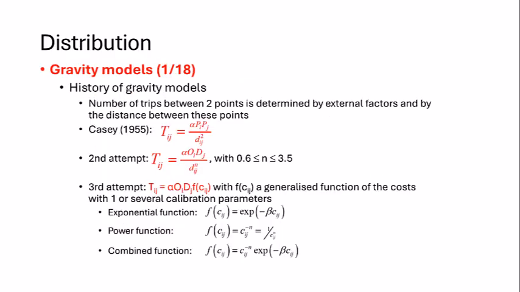Now we turn to the gravity models, one of the most widely used approaches in trip distribution. The name comes from their analogy with Newton's law of gravity. Just as physical attraction between two bodies depends on their mass and the distance between them, the number of trips between two zones depends on the size of those zones, their generation and attraction, and the cost or distance separating them. Early attempts by Casey in 1955 showed that trip numbers were inversely related to distance.